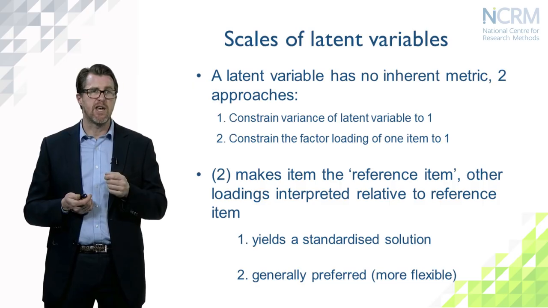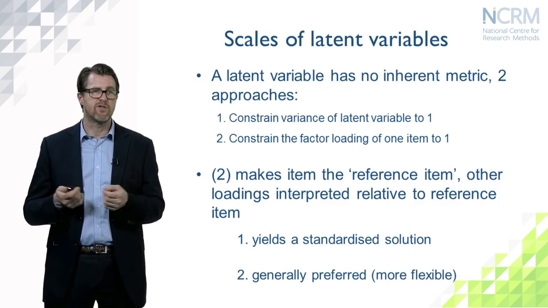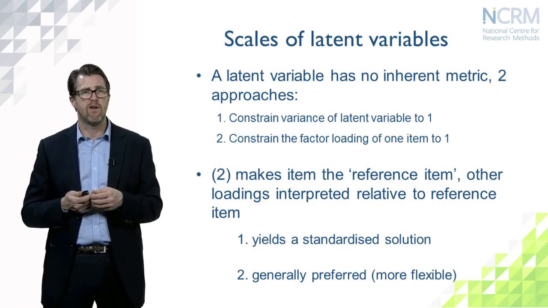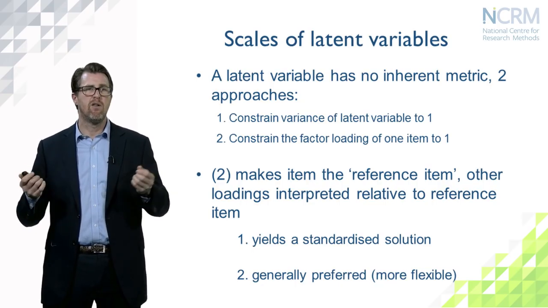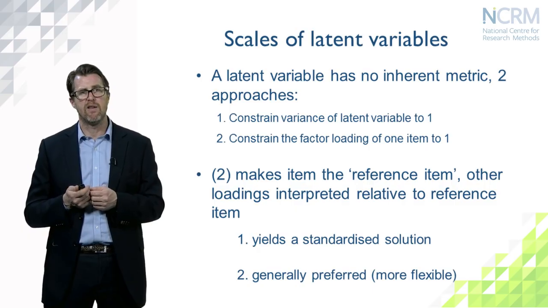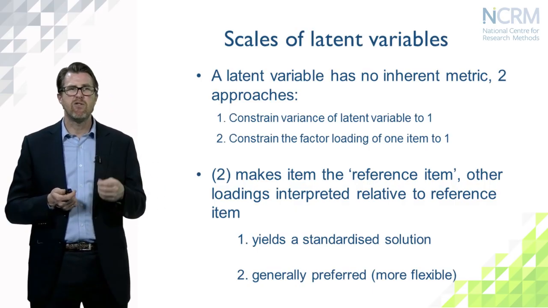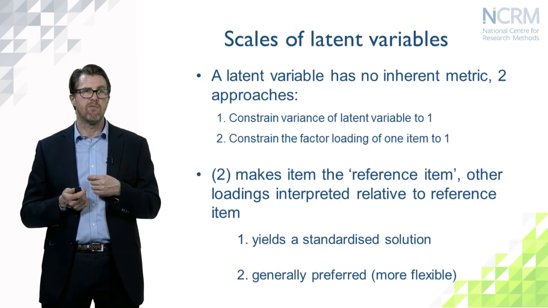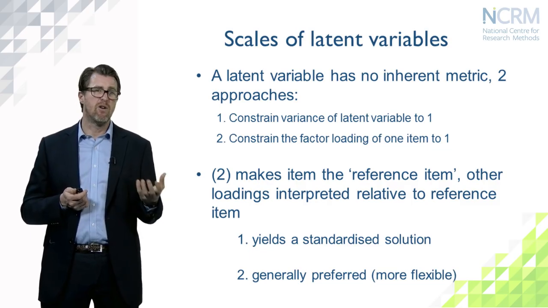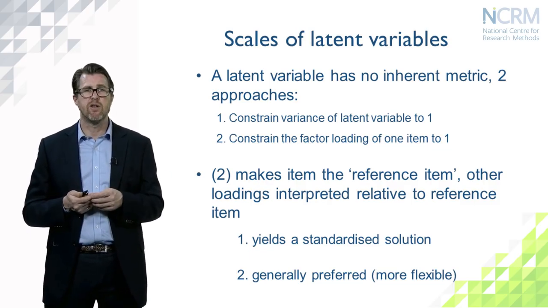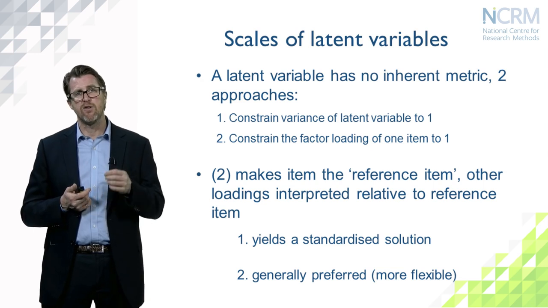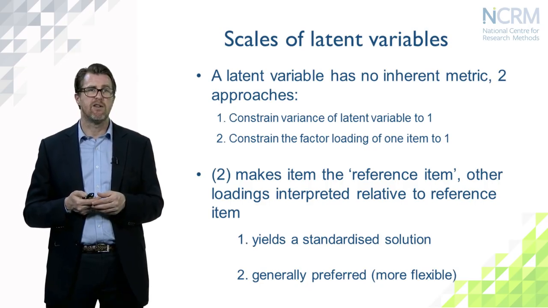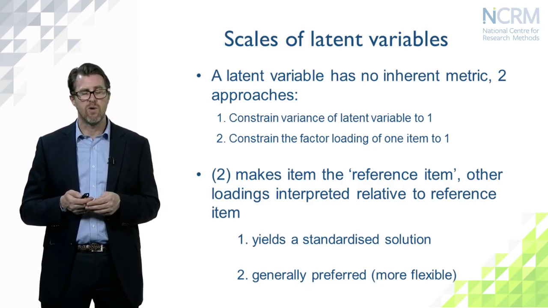So if it's measured again on a 1 to 5 scale of strongly agree to strongly disagree, then the latent variable will be on a scale of 1 to 5. If it's a 1 to 10 scale, the latent variable will be on that same scale. Now, this is generally preferred to the first approach of having a fully standardized solution, because we can also get a standardized solution using the second approach of fixing one loading to the value 1.